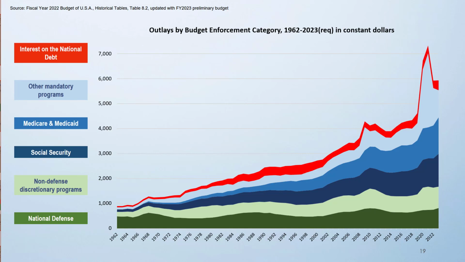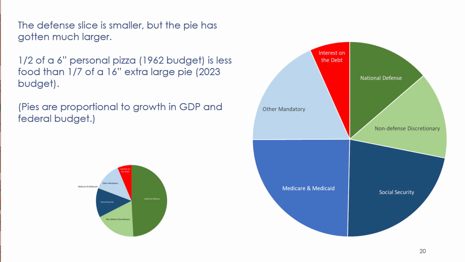But you'll also notice that there's a whole lot more money on the right-hand side of this chart than the left. And so if we were to make the pies proportional to the size of the economy and the size of the federal budget, when DOD was half the budget, that was a little 6-inch personal pan pizza. Now that it's about 1/7 of the budget, that's a 16-inch extra large pie. And it's actually more pizza than it was back when you had only half of that little pan pizza.